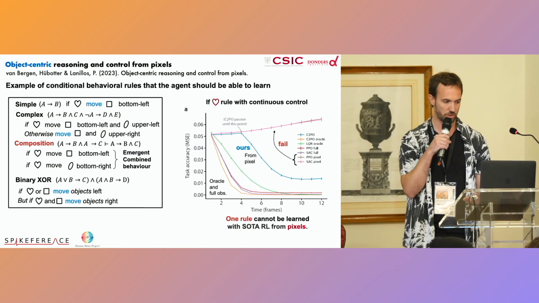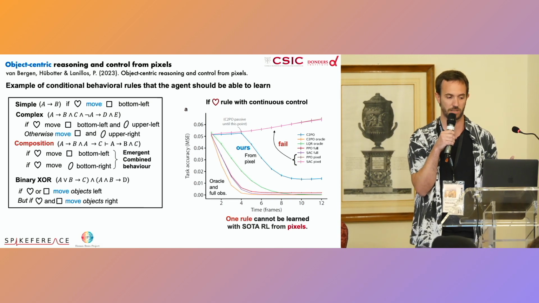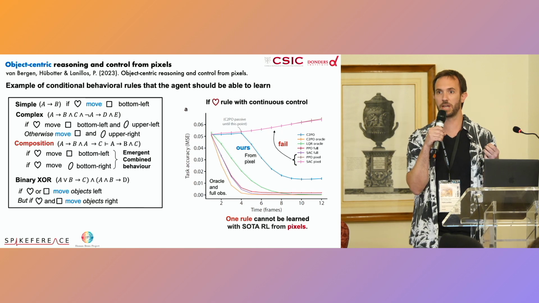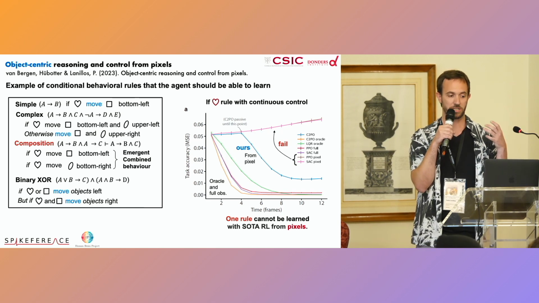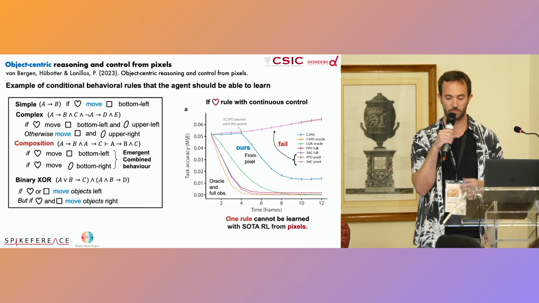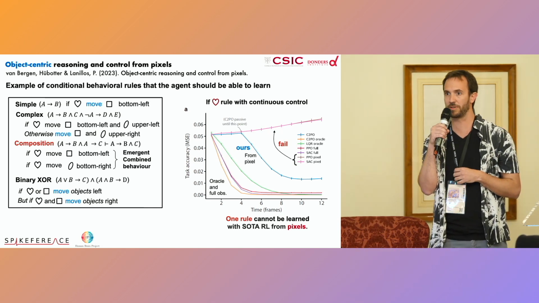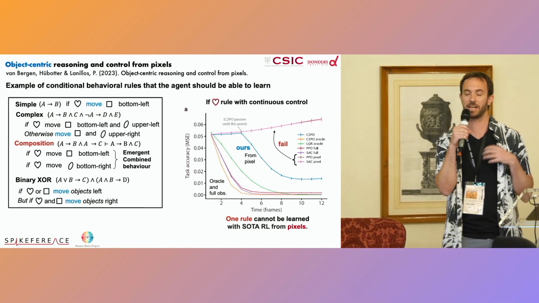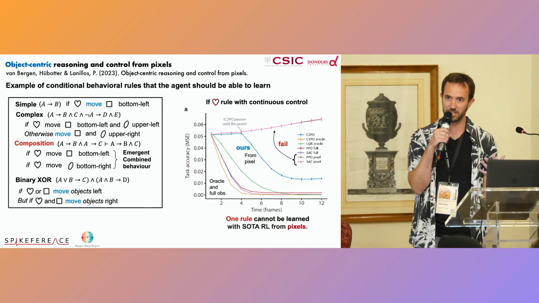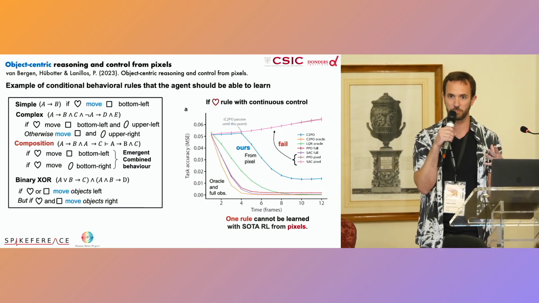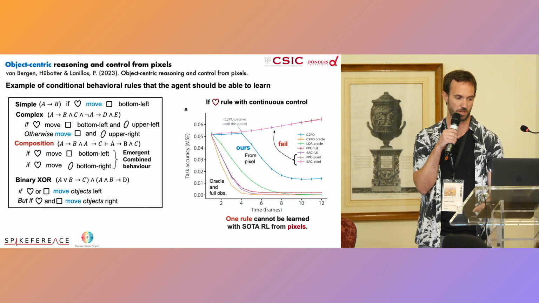And I wanted to also show you something that is very interesting. If you only train a state-of-the-art reinforcement learning agent on this type of rule, the heart rule, but you don't have access to full observability of the states of the objects, it cannot solve the task. So it's a very easy task, but if you only have pixels as an input, you cannot solve it, okay?